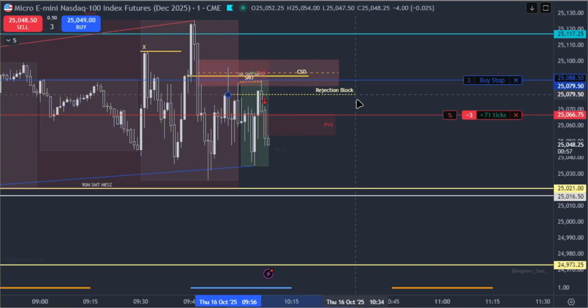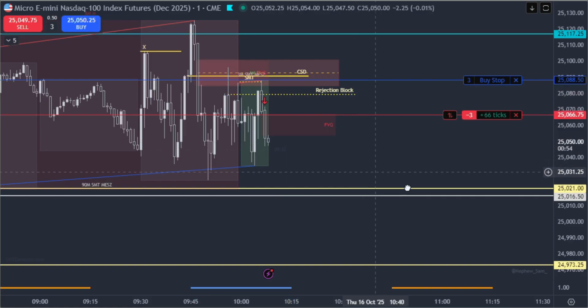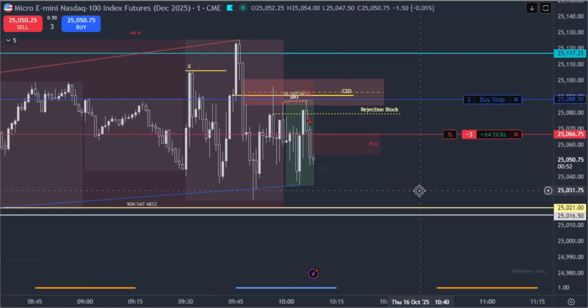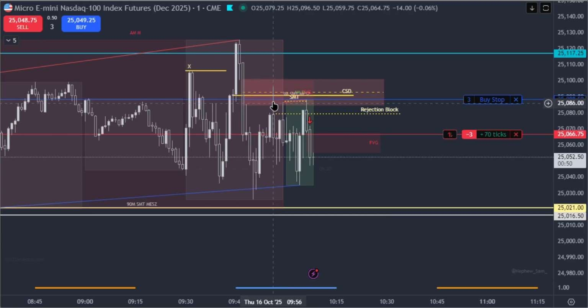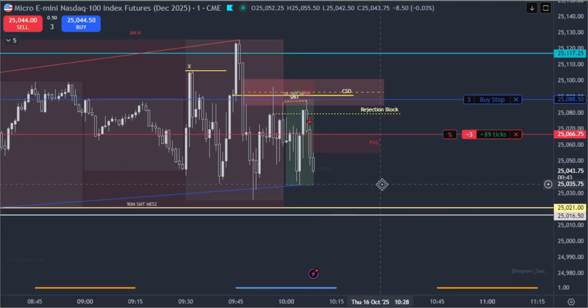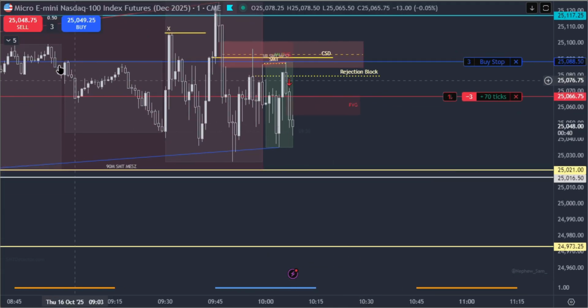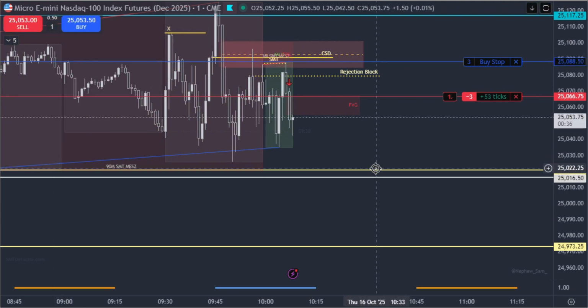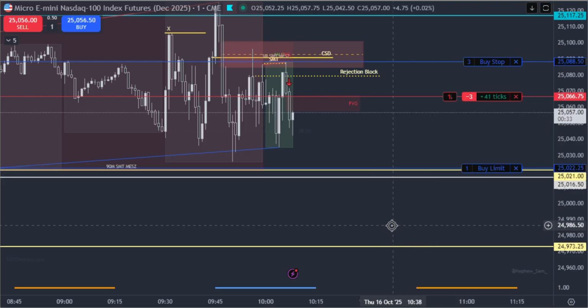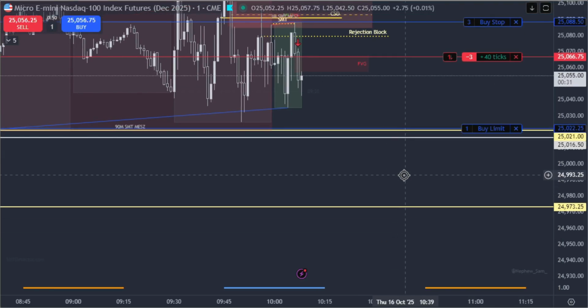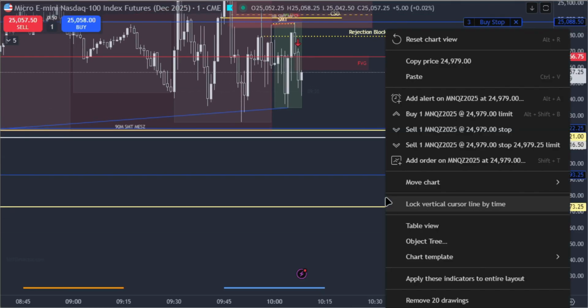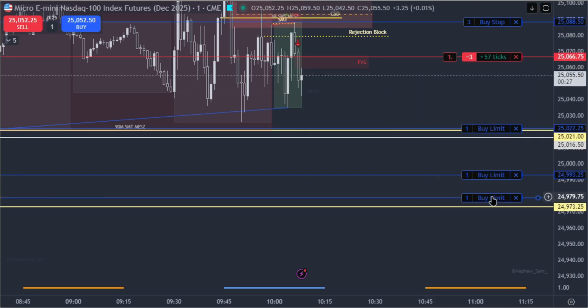This right here is your rejection block. I'm going to leave it that color. So this long wick right here, this is your rejection block. You see that? This is your SMT, your final manipulation before you go lower. I'll take my partial there. I'll take another partial here, and my final partial over here.